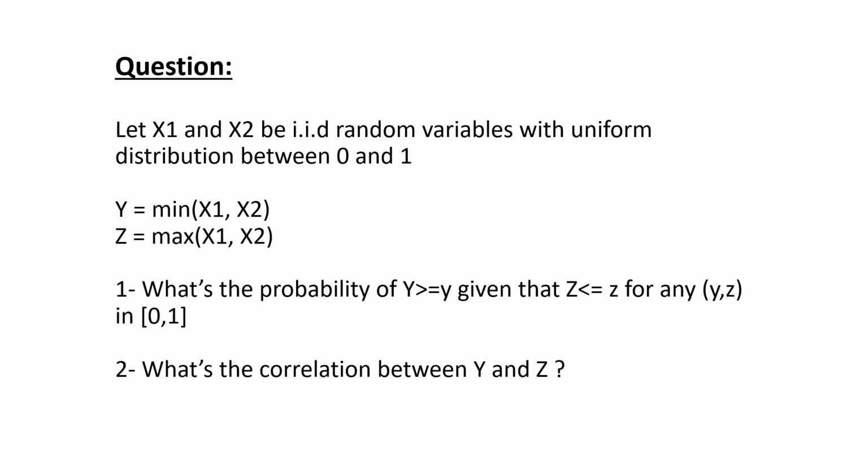Let x1 and x2 be independent and identically distributed random variables with uniform distribution between 0 and 1. Y is the minimum of x1, x2, Z is the maximum. What's the probability of Y being greater than or equal to some value y, given that Z is less than or equal to some value z, for any y, z between 0 and 1? What's the correlation between Y and Z?